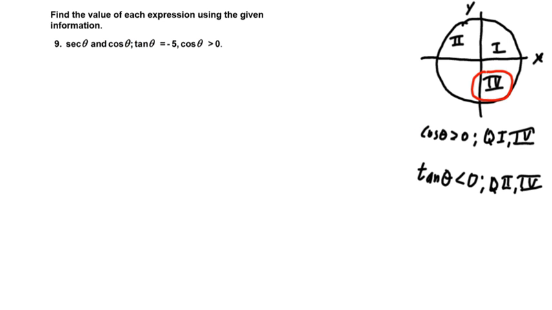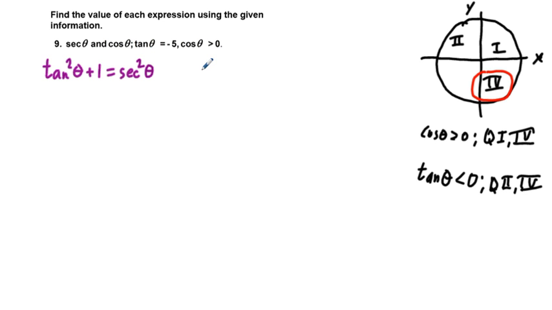Now, let's look at what we're going to try to do here. We're given tangent. We're asked to find secant. Well, there's a Pythagorean identity that goes like this: tangent squared theta plus 1 is equal to secant squared theta.